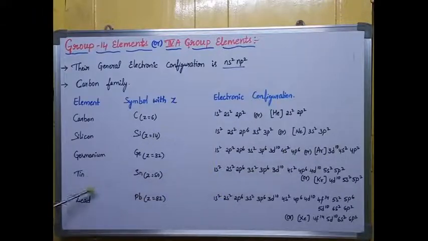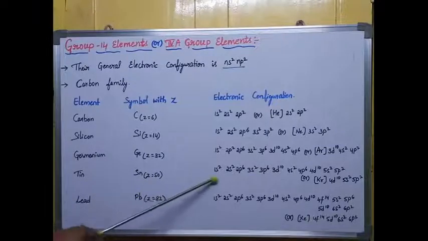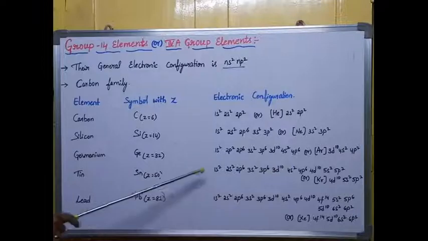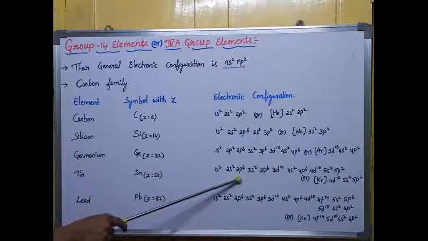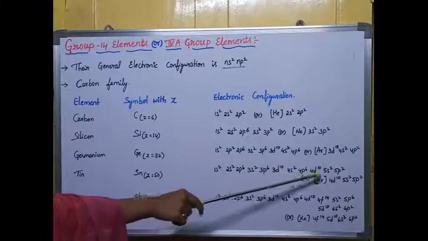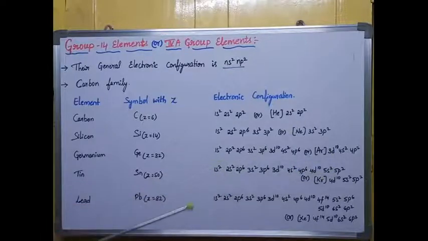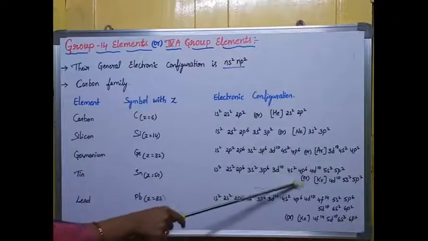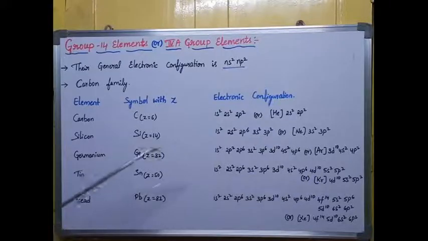Next, coming to tin. Tin is represented with the symbol Sn, and has atomic number 50. So we have 50 electrons in tin. Now we can fill the electrons in various orbitals: 1s2, 2s2, 2p6, 3s2, 3p6, 3d10, 4s2, 4p6, 4d10, 5s2, 5p2. Here we get a noble gas, that is krypton, atomic number 36.